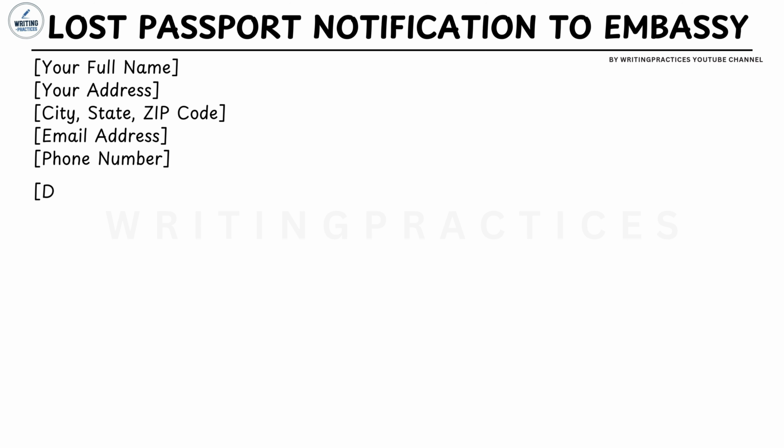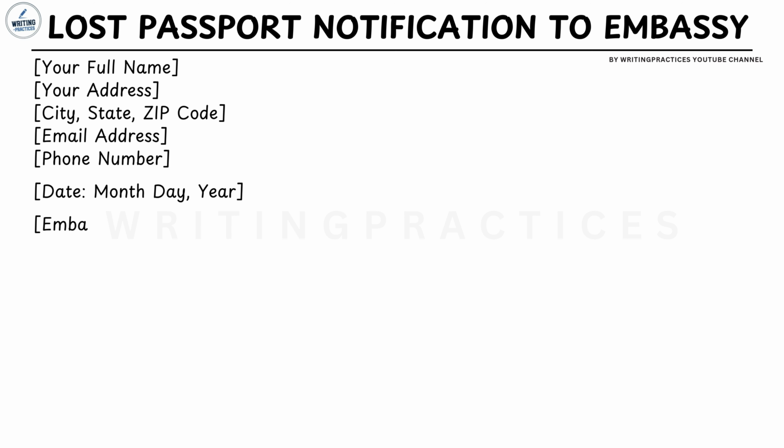Date. Below your contact details, add the date you are writing the letter. For example, December 23, 2024. Including the date helps establish the timeline for your notification, which may be required for processing your replacement.